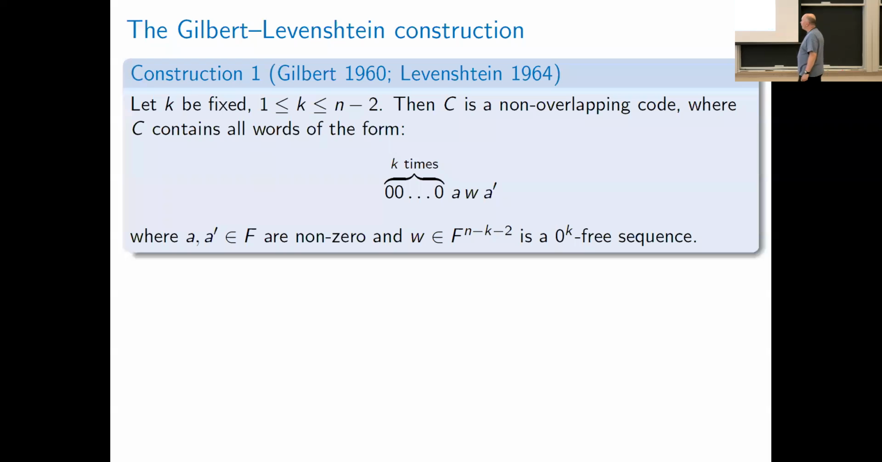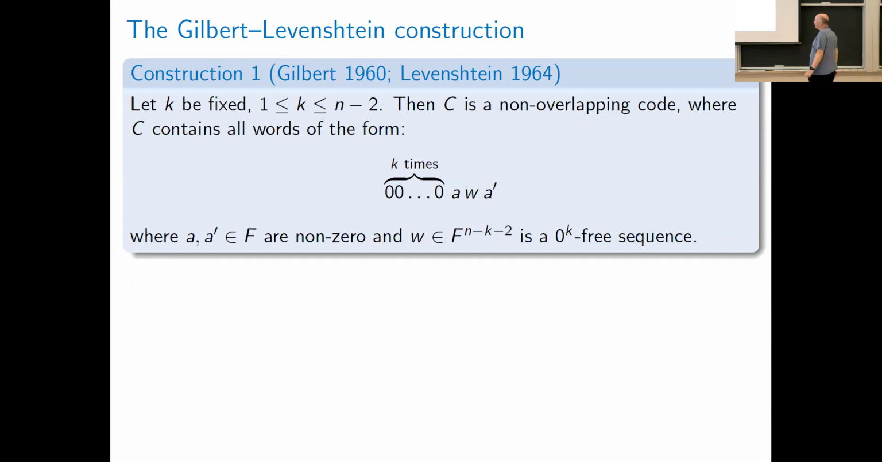So you can kind of see that if you take two code words of this form, they can't overlap, because if they do overlap, one of them will have the zeros end in the overlapping part, and there just isn't a way of sticking k zeros in that overlapping part in any way, even partially. So I call that word W a 0 to the k free sequence, because it doesn't have any zeros of length k in it.